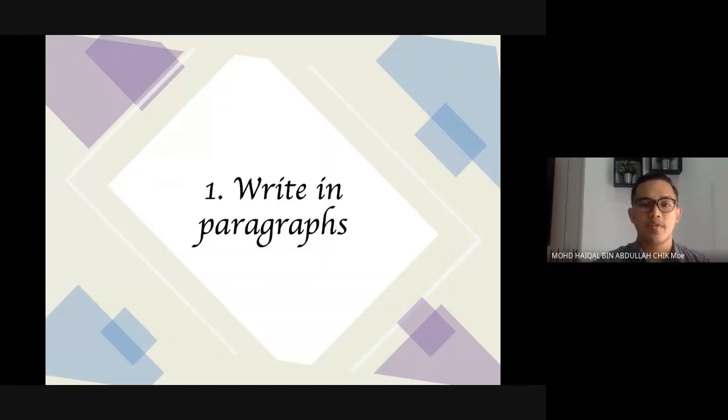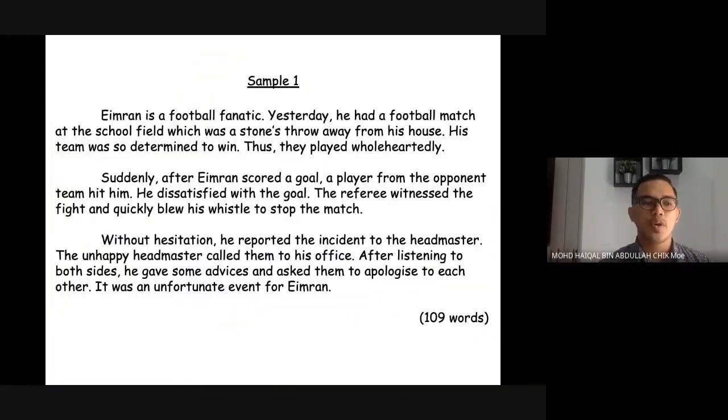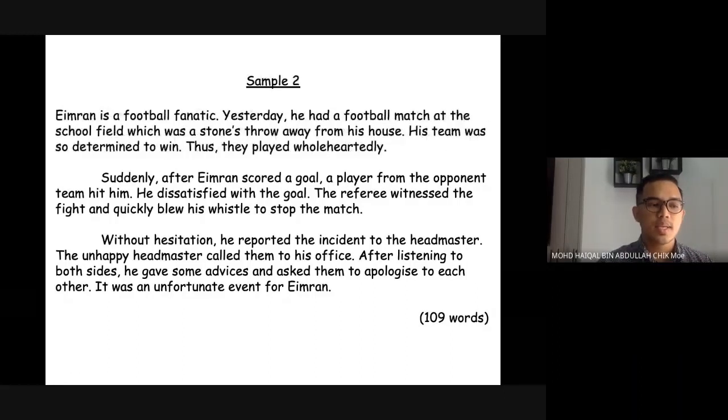Sample of answer, the first one. Yes, there is a show of paragraphs here. You can see here the first paragraph, the second paragraph, and the third paragraph. What about the second sample?